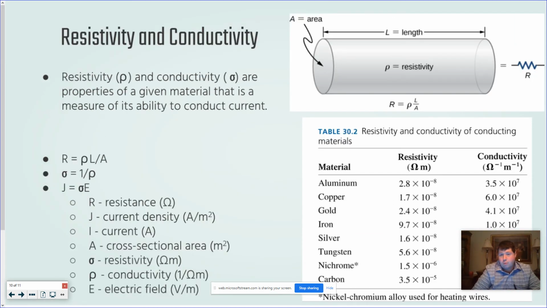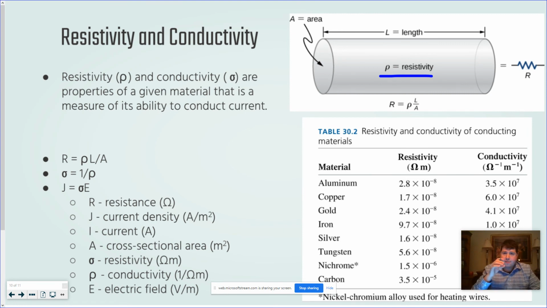Like I said, we can take resistance and connect it to the actual fundamental parts of a material. Resistance depends on the resistivity of a material. Resistivity and its inverse, conductivity, are properties of a given material that are a measure of its ability to conduct current. So if you have a wire here, that wire is made of some material which has a resistivity, and you can see a table here of some common resistivities of different metals.